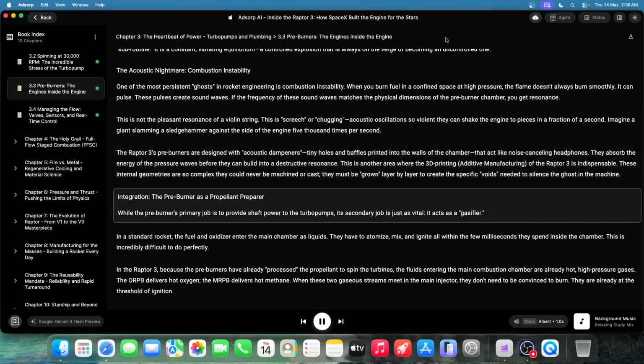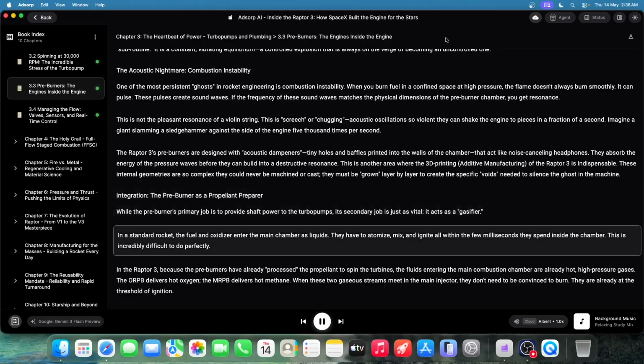And integration, the preburner as a propellant preparer. While the preburner's primary job is to provide shaft power to the turbopumps, its secondary job is just as vital. It acts as a gasifier. In a standard rocket, the fuel and oxidizer enter the main chamber as liquids. They have to atomize, mix, and ignite all within the few milliseconds they spend inside the chamber. This is incredibly difficult to do perfectly.